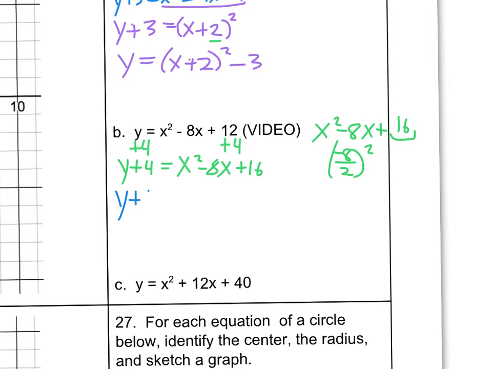So y plus 4, and we're going to factor this right side. It's going to be x minus 4 squared. Finally, I'm going to minus 4 from both sides. We get y is equal to x minus 4 squared, and then minus 4.